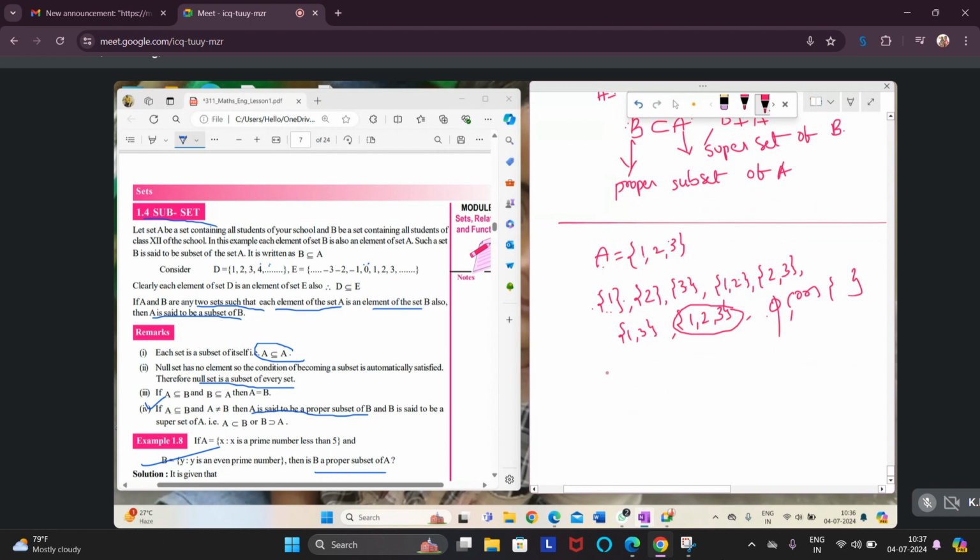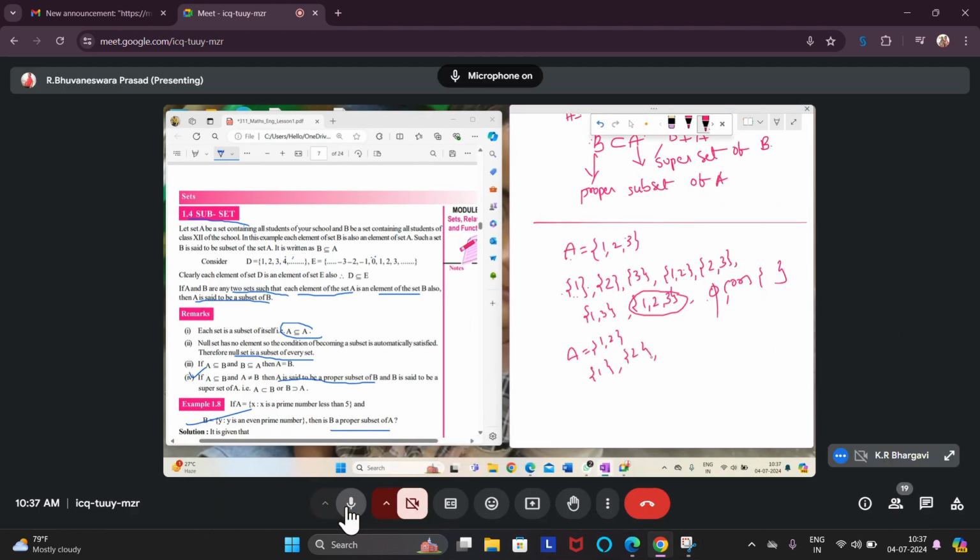So total 8 sets. Next, A equals {1, 2}. Set {1}, set {2}, set {1,2} and the null set. Total 4 elements.